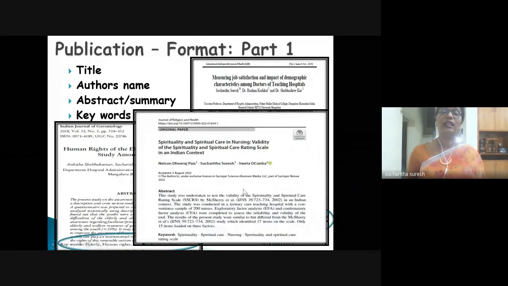And this is the article I was talking about. This is recently published. See here, where is the date? August 2022. This is the one, spirituality and spiritual care in nursing, validity of the spirituality and spiritual care rating scale in an Indian context. This is the article that we got in a Q1 journal.